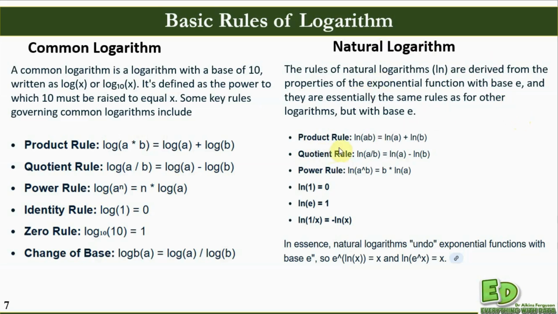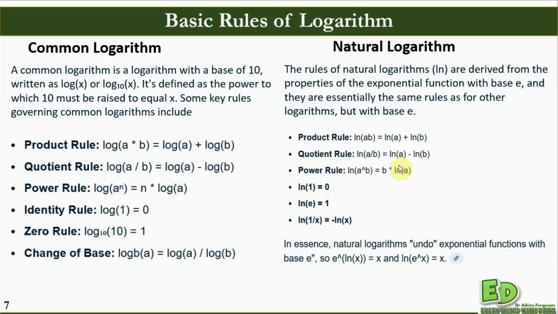So we have the product rule as well, where we have the natural log of AB. So ln of AB is what? ln of A plus ln of B. Quotient, the same thing.